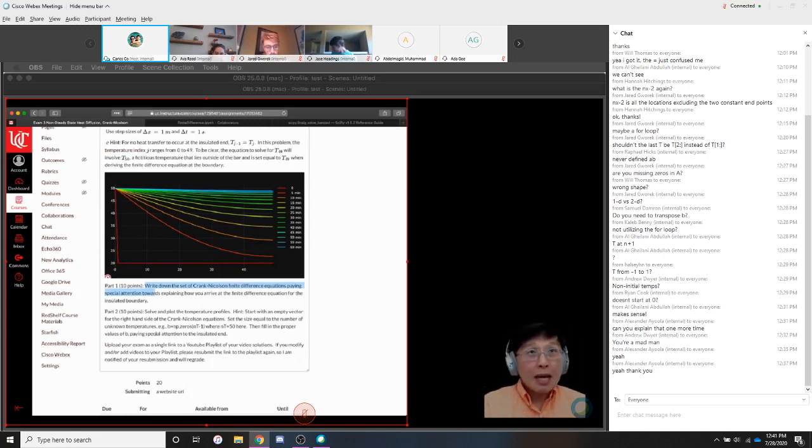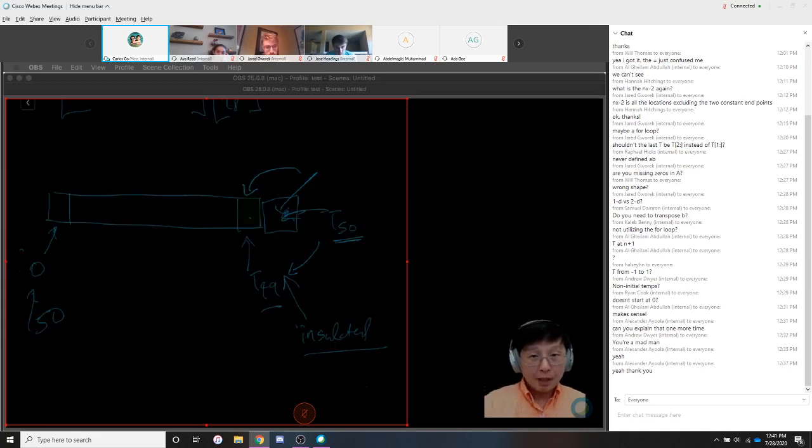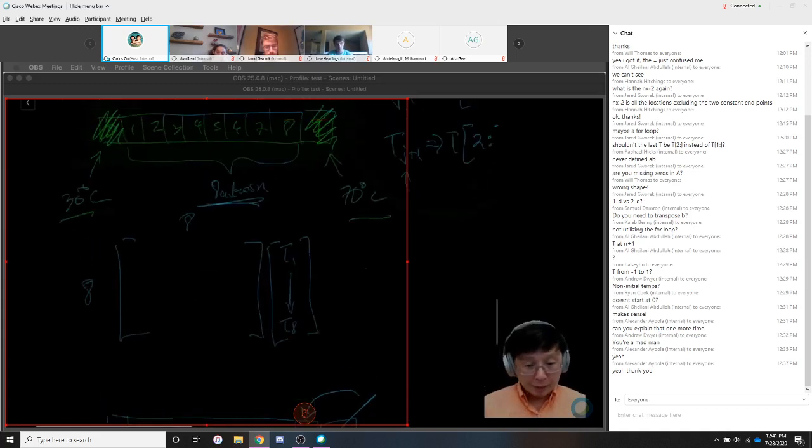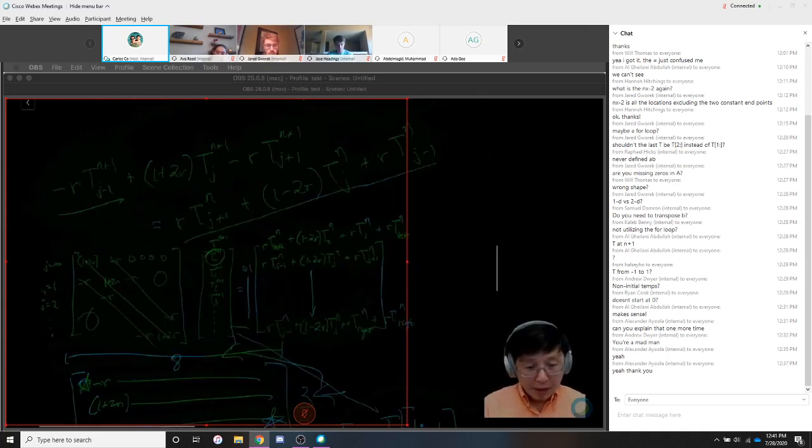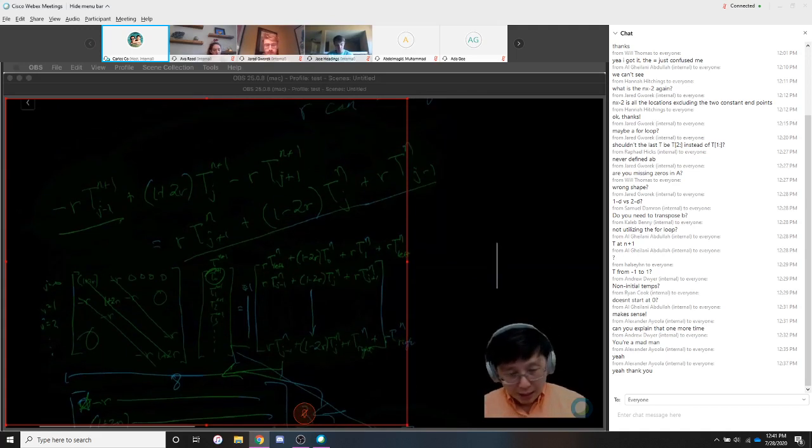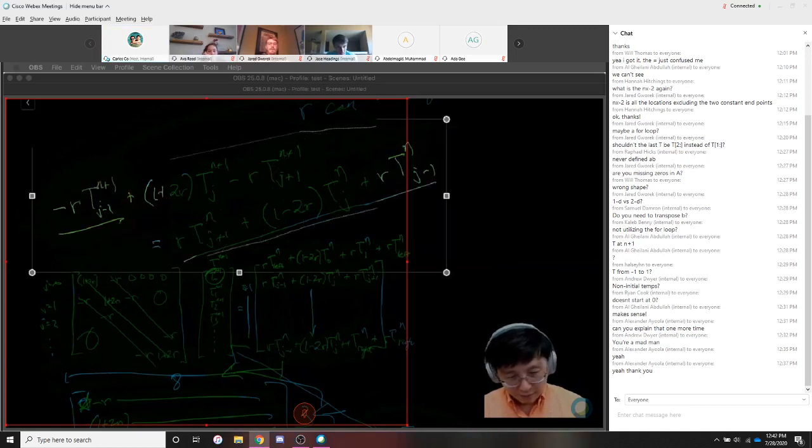So you might be asking, how do I incorporate this? What does it mean when in the problem statement part 1 I say something like, write down the set of Crank-Nicolson equations, explaining how you arrive at the finite difference equation for the insulated boundary? What does that mean? Well, let's take a look. So what that means is the following.